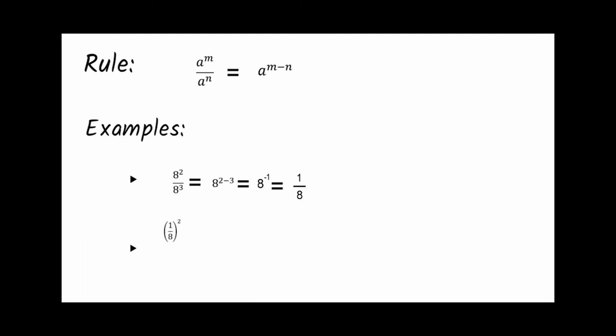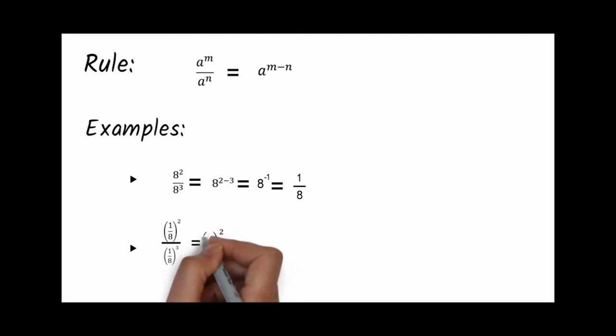Let's look at another example. In this example, we have a fraction 1 over 8, the whole thing raised to the power of 2, and then over 1 over 8 raised to the power of 3. So if you look at this fraction and then you look at the rule, okay, so we can simply say that in the rule where the letter a represents the fraction 1 over 8 in our example. Okay. So applying the rule, what this simplifies to is 1 over 8, the whole thing raised to the power of 2 minus 3. Okay.